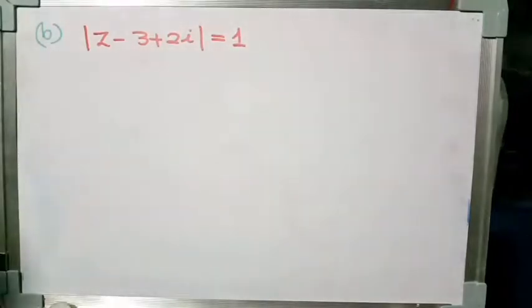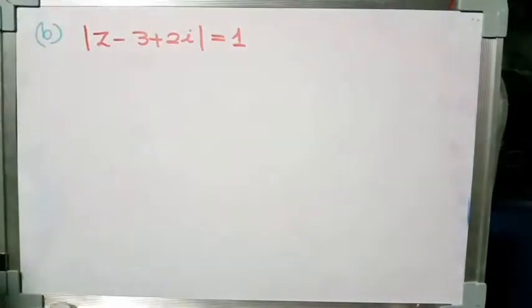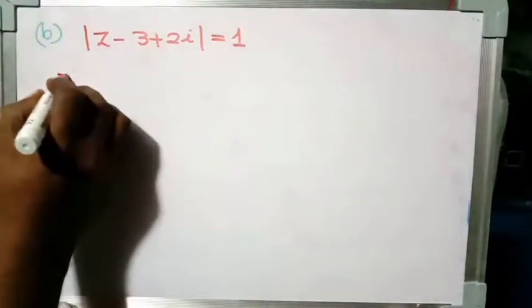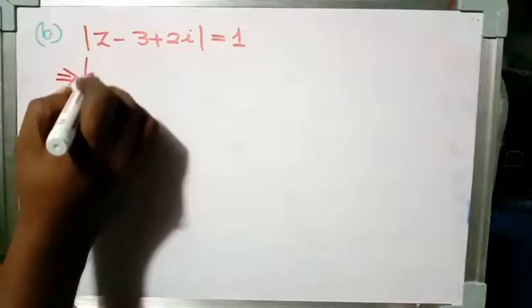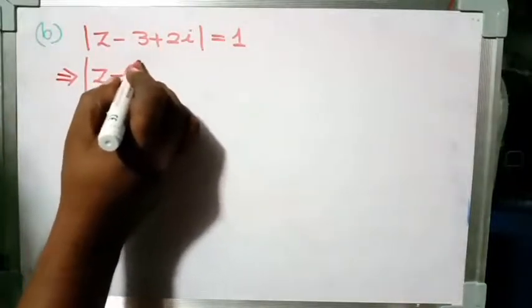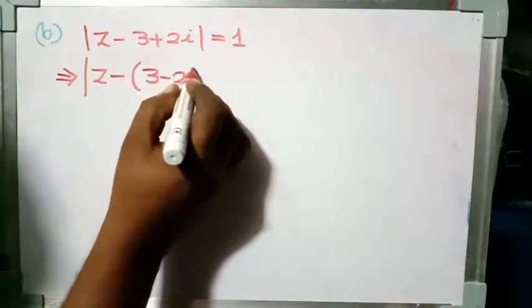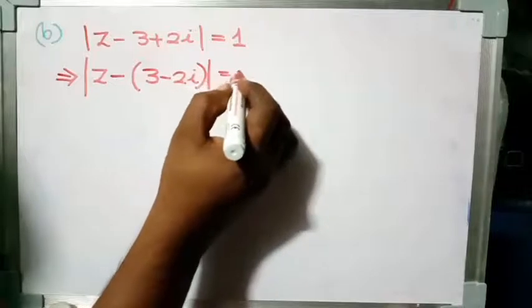So now this part of the question deals with plotting the locus of this given equation on an Argand diagram. Before going to the Argand diagram, let's simplify this equation. When you get an equation like this, let's make it as mod z. If you take the negative outside, we get minus 3 minus 2i, which is equal to 1.